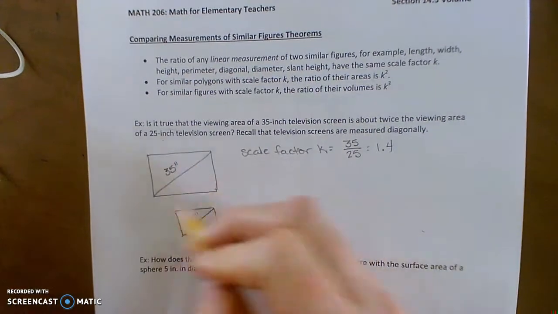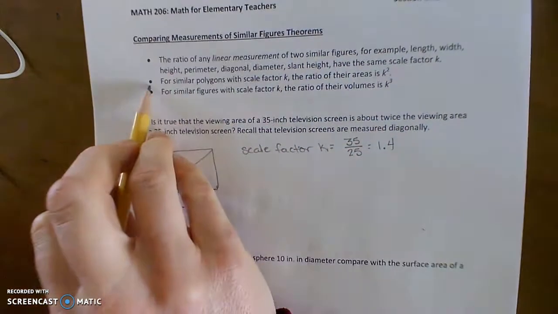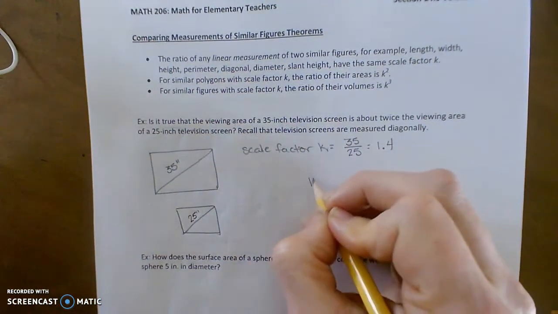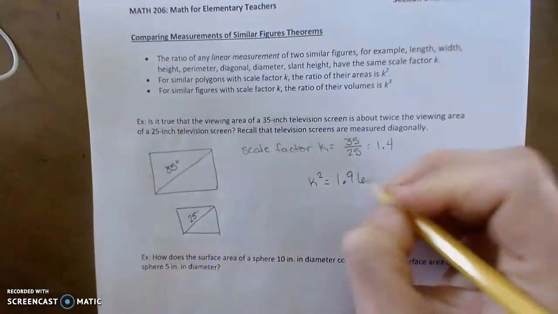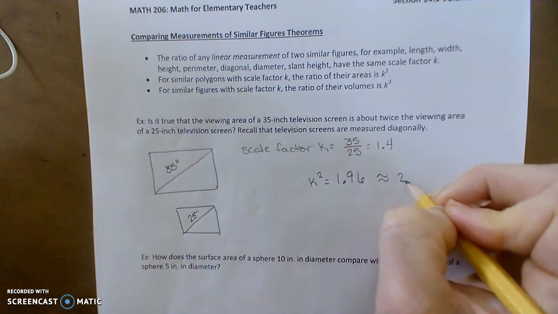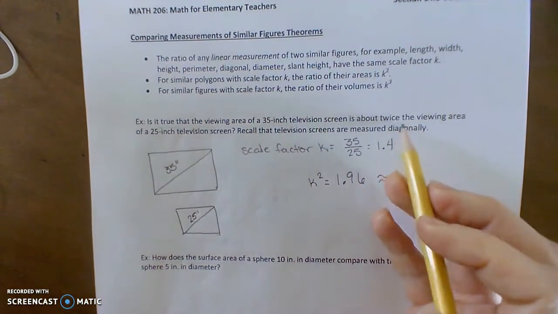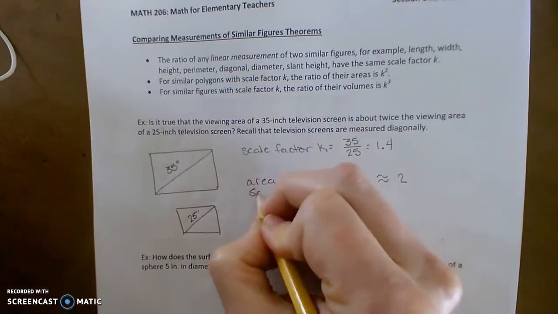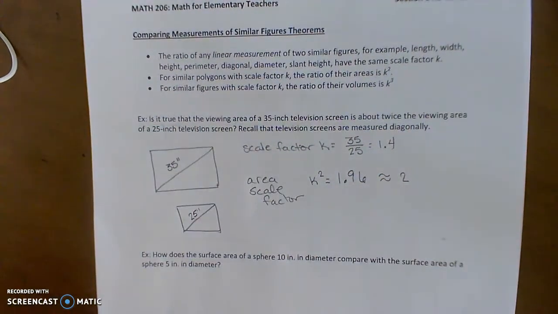So now what would the area be of this rectangle compared to the area of that rectangle? Well, we know that if the scale factor is k, the ratio of their areas would be k squared. So if you do 1.4 squared, you get 1.96, which I could say is approximately 2. So is it true that the viewing area of a 35-inch screen is about twice? Yeah, it's because the area scale factor is k squared. So that's approximately twice.